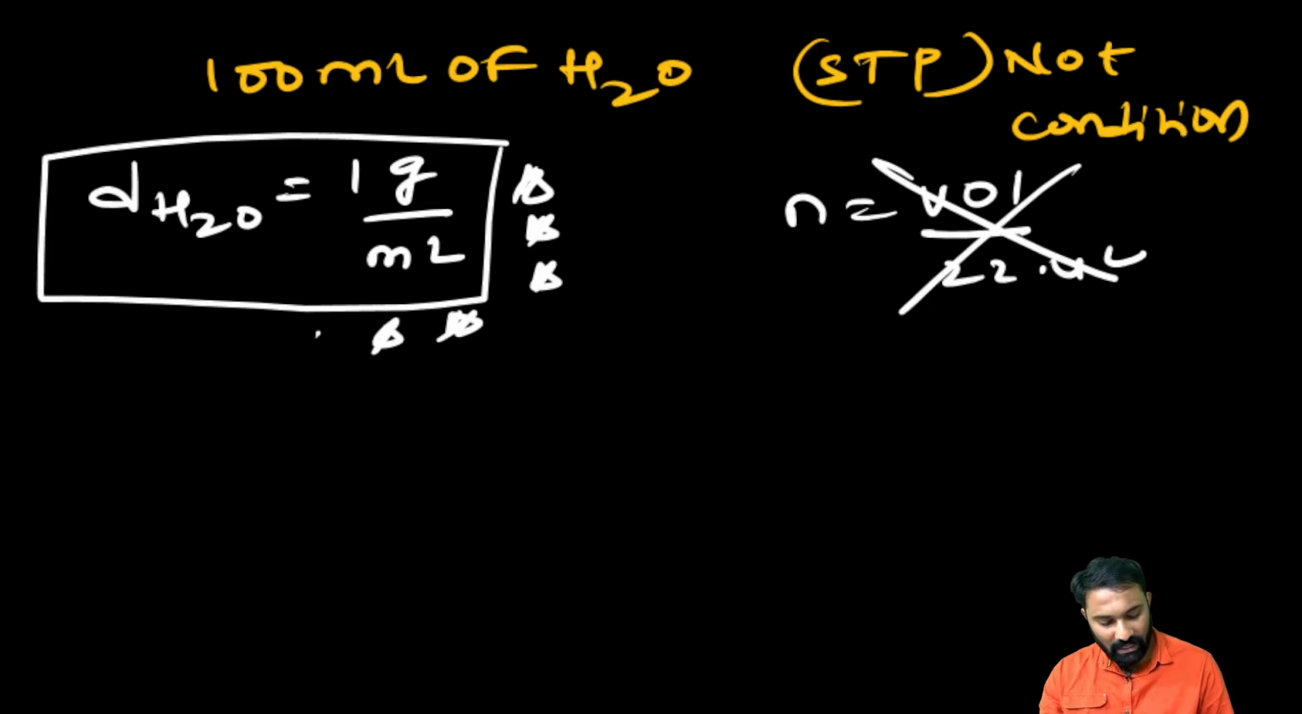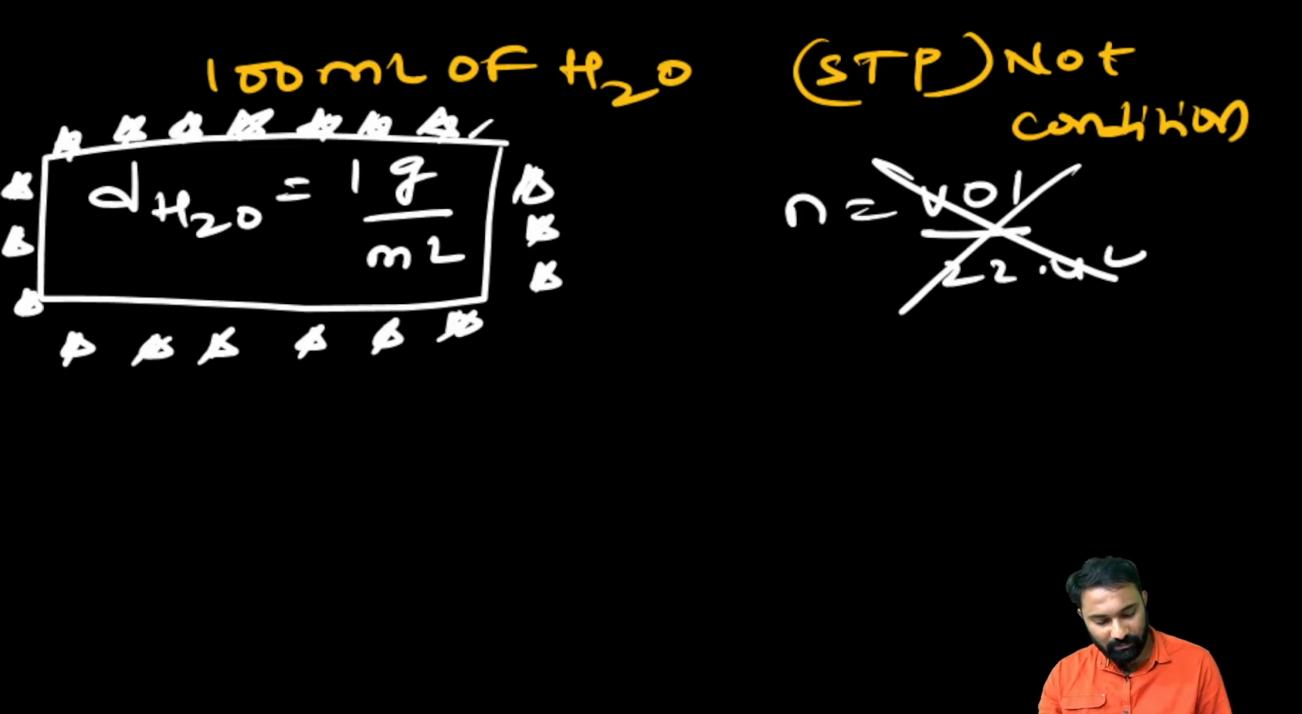They will never provide it in the question, so you have to remember this one. Whenever the STP condition is not given and only the volume is given, and they are asking for the weight, then you have to remember that the density of H2O is 1 gram per ml.